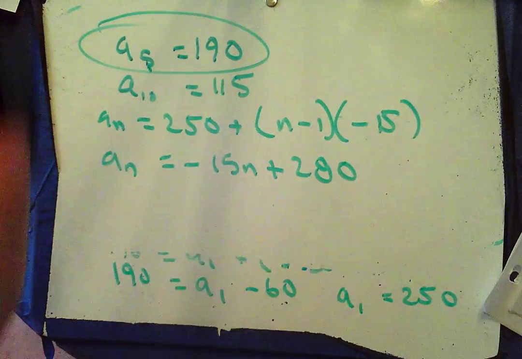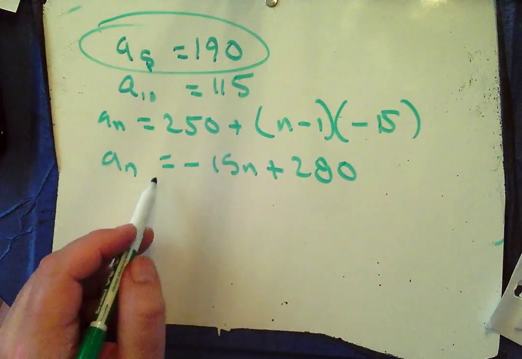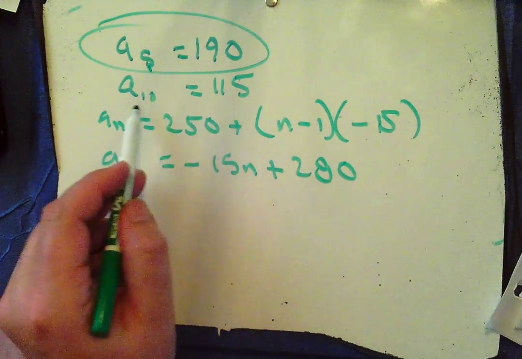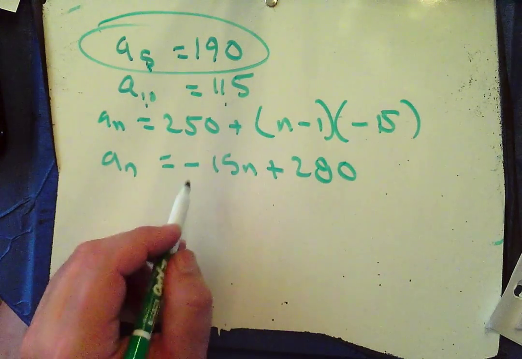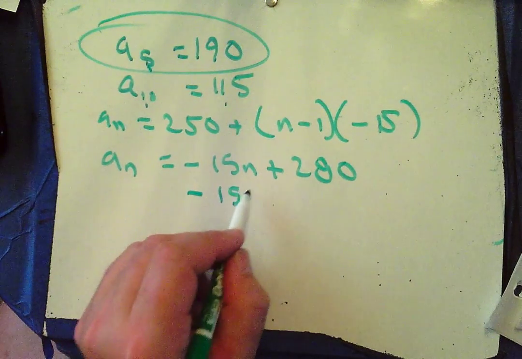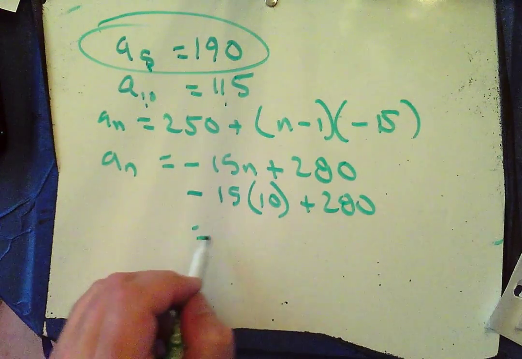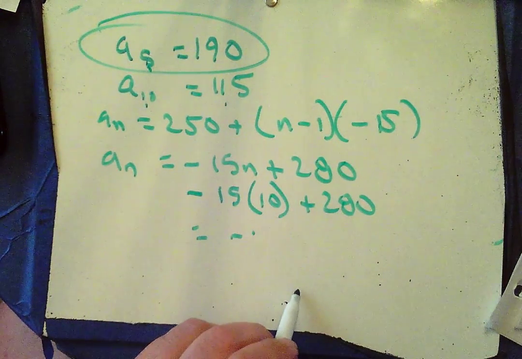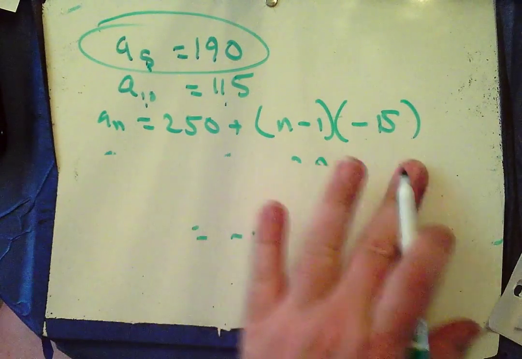Okay, last one of these. Oh, and of course you could always check by plugging values in. If I plug in 10, I should get out 115. So negative 15 times 10 plus 280 is, I don't get that out. I must have made a mistake. Well, let's go back and check.